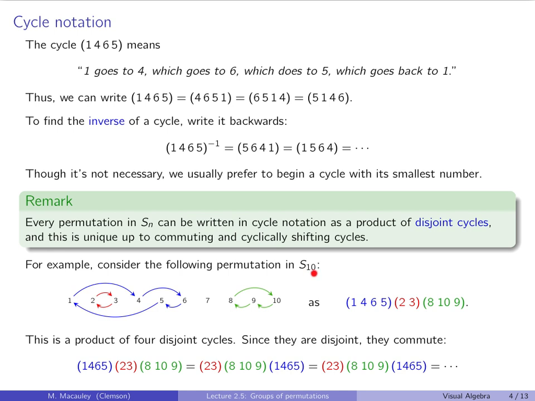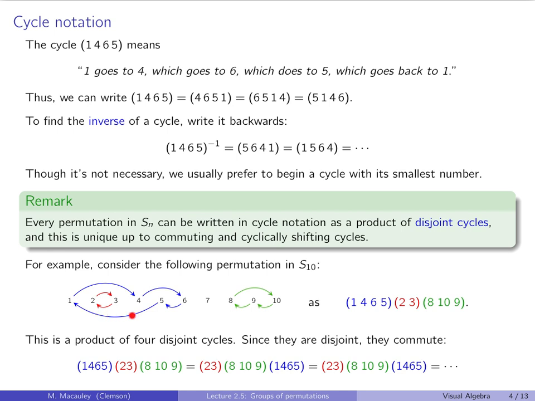Here's a permutation in S10 written as a permutation diagram or in cycle notation. And I hope that it's clear that if I shuffle these 4 elements, 1 goes to 4, goes to 6, goes to 5, goes back to 1, and I shuffle 8 goes to 10, goes to 9, goes to 8. By shuffle, I mean permute. The order that we do those doesn't matter. These things do not interfere with each other.